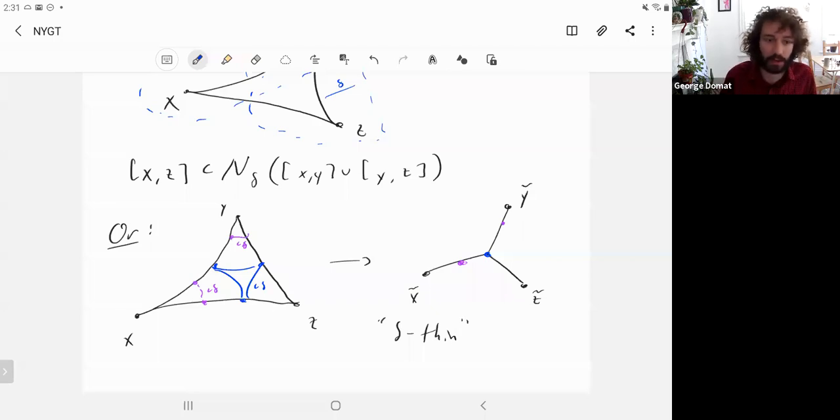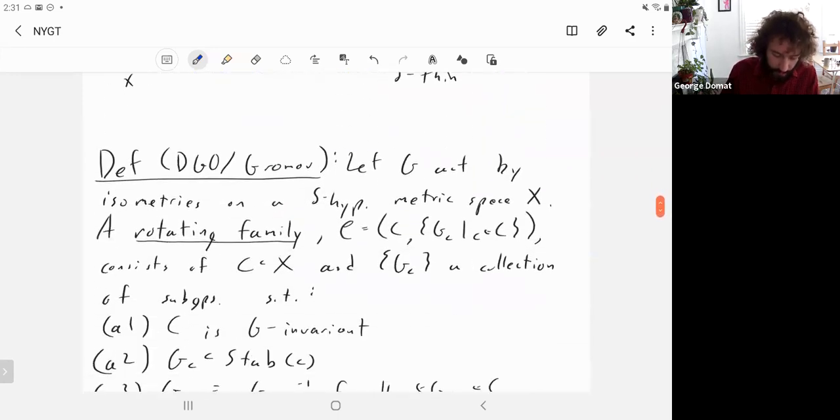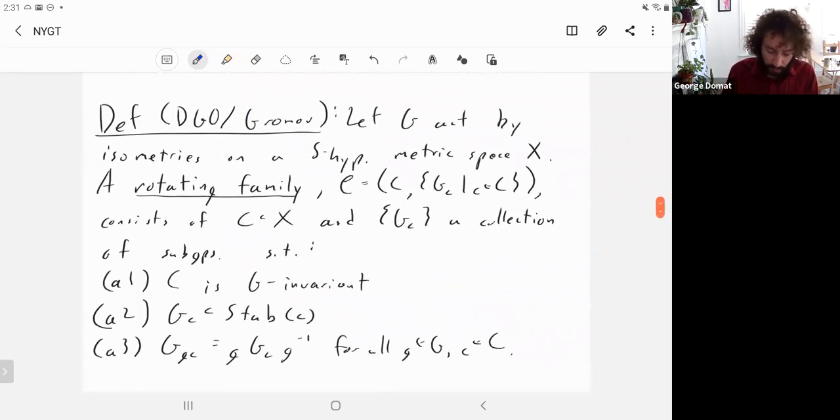Great. So now our goal is to take the DGO setup and turn it into a projection complex. So let's just actually go through what is their setup. So again, you have a group acting by isometries on some delta hyperbolic metric space. Well, then they define a rotating family. What is it? It's this collection C, which is a subset of X. And then associated at each point in C, you have a subgroup of the stabilizer, right? And it satisfies some things.